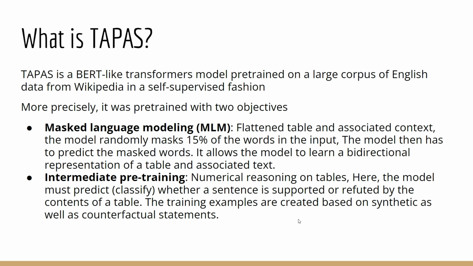In this process, the entire table is flattened, and then we randomly mask 15% of the data. Then we ask the model to predict the masked data. This helps the model learn a bidirectional representation of what the tables look like and how the table relationships are.